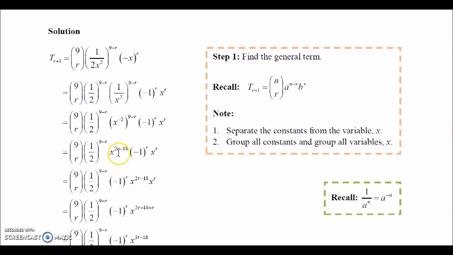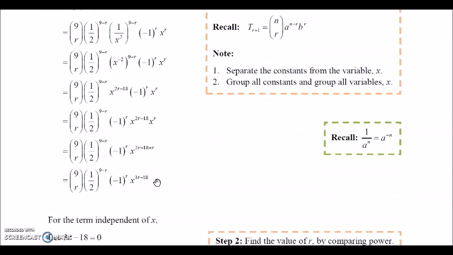I've got x to the power of 2r minus 18. So right now, I will aim to group all my constants together, my constant side by side, my variable in terms of x side by side. Okay, so this part over here, I can further simplify to be x to the power of 2r minus 18 plus r. Okay, so upon simplifying, this will be my general term.